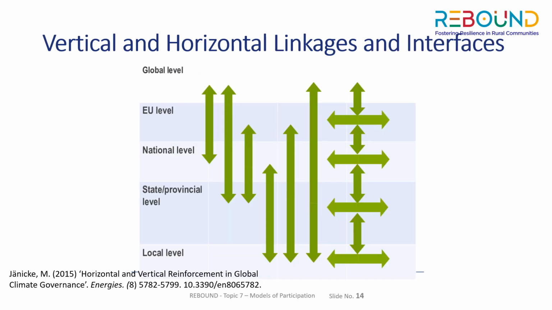Another feature of governance is that we have a lot of linkages and interfaces. On the left-hand side there, you see the various geographies from the local level to the state level or the provincial or the regional level, then to the national level, European Union, and then on a more international scale. The arrows going up and down represent the vertical linkages. With governance, communities at the local level will find themselves interacting with national government. They relate to the European Union.